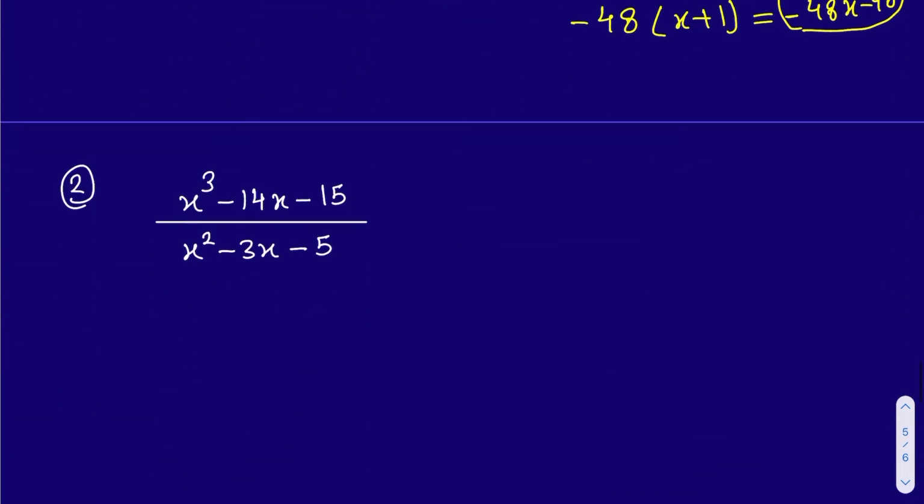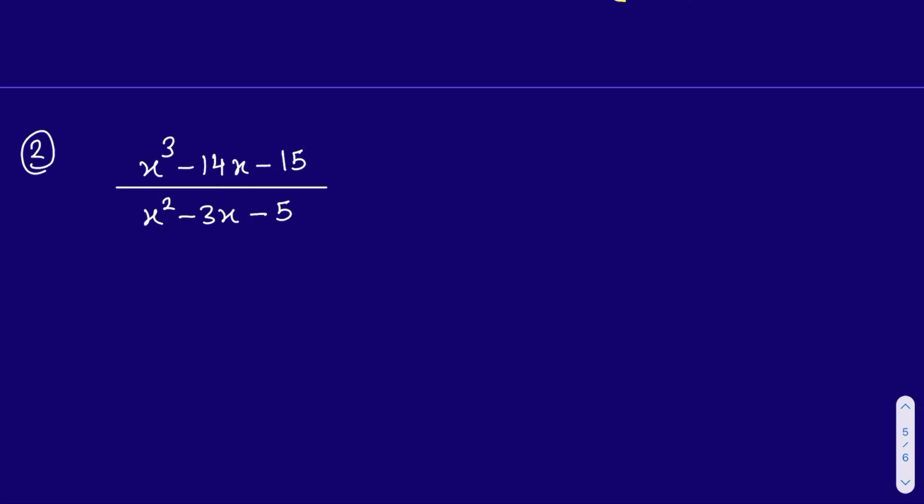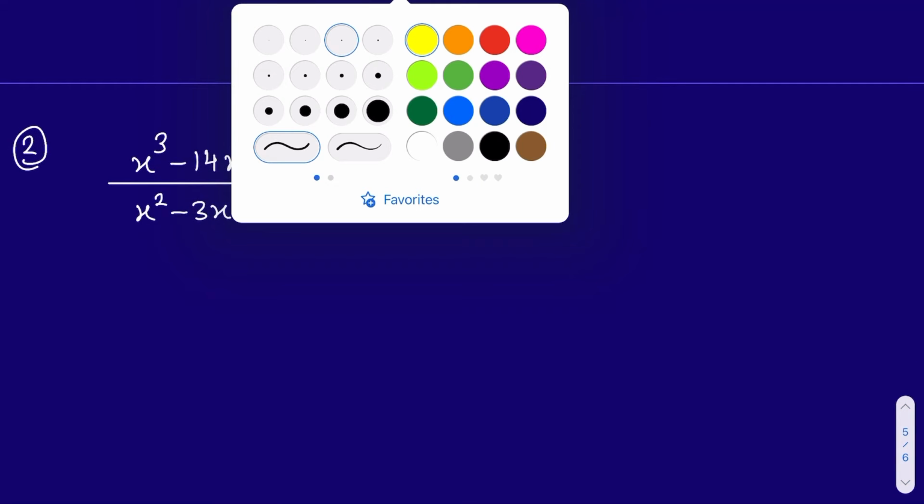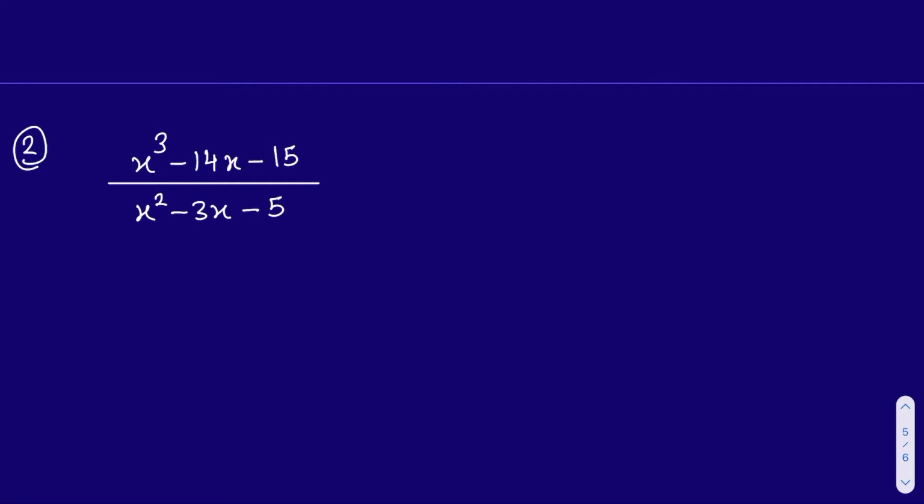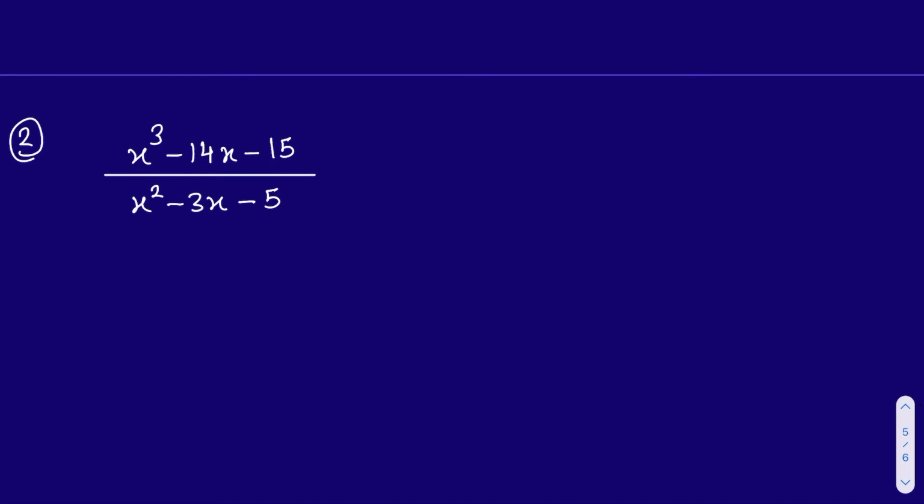Okay, I will do another example here, which is the second example. So we will rewrite it in the form that we want, and that is in this form. So this is the dividend with the higher degree, and the other one is the divisor. So I will write it below here, exactly below, x to the power of 3 minus 14x minus 15 divided by x to the power of 2 minus 3x minus 5.